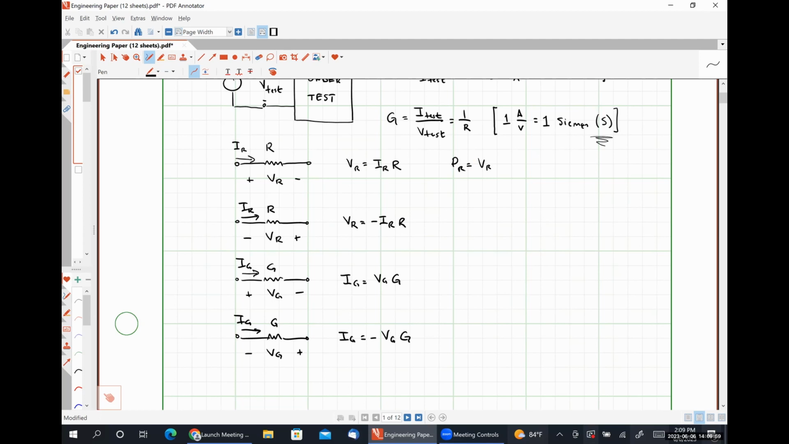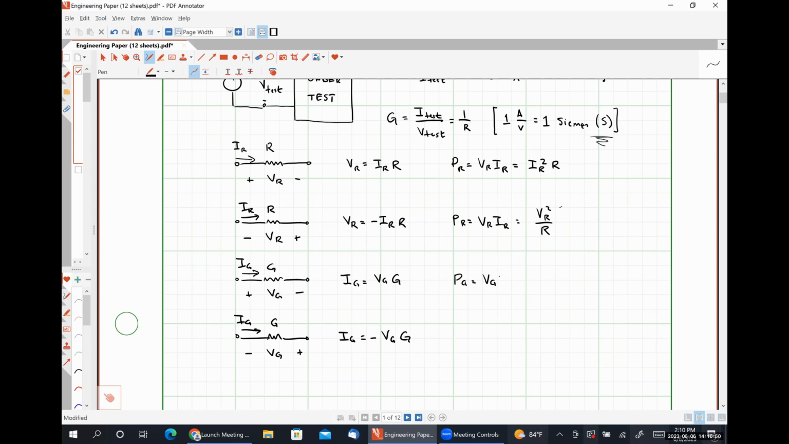P_R is equal to V_R times I_R. If we substitute in V_R as I_R times R, we are going to have I_R squared times R. Or alternatively, substituting I_R as V_R over R, we would wind up getting V_R times I_R is V_R squared over R. For our conductances, excuse me, that should be a P, not an R.